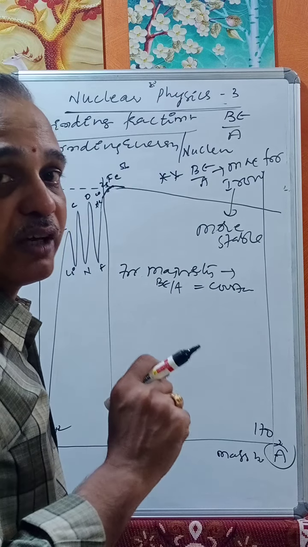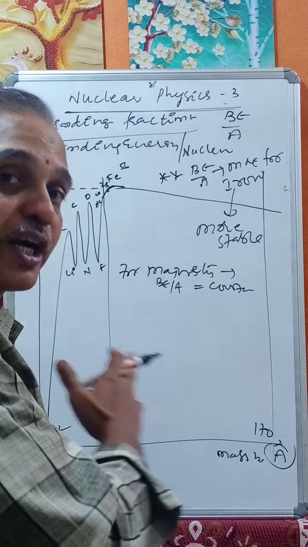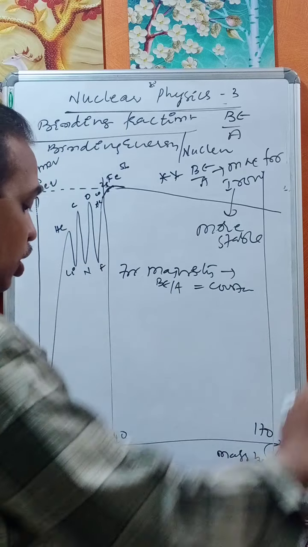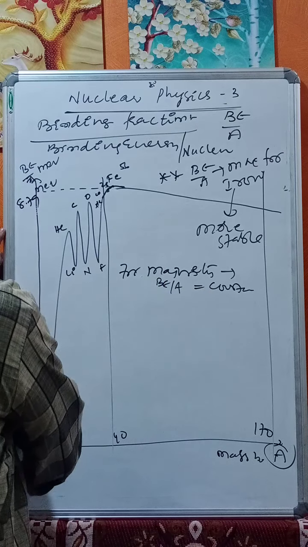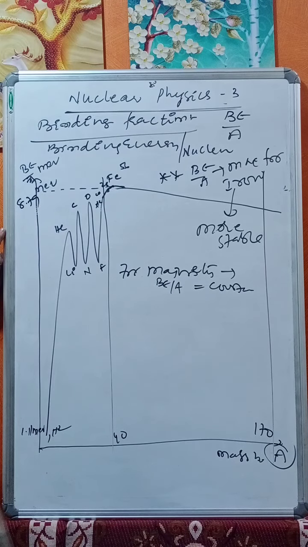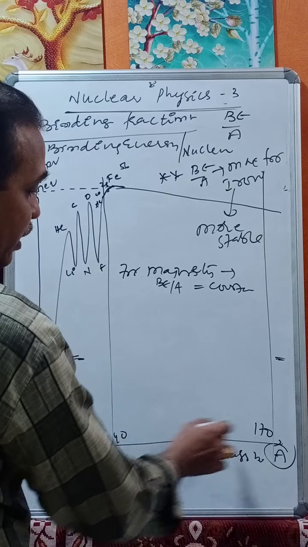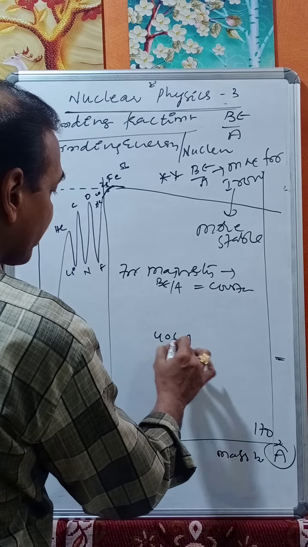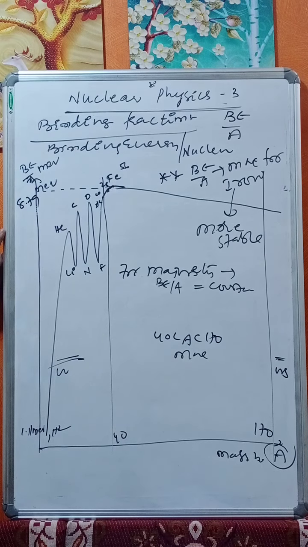Iron is more stable. If an element has a higher binding energy per nucleon, that element is more stable. For the majority of nuclei, binding energy per nucleon remains constant, and for lighter elements it is very low, and also for heavier elements it is a very low value. For the majority it is almost a flat curve, that is, it remains constant. Therefore you can say these are more unstable. This is stable from 40 to 170, so mass numbers lying between 40 and 170 are more stable. The rest are unstable elements.